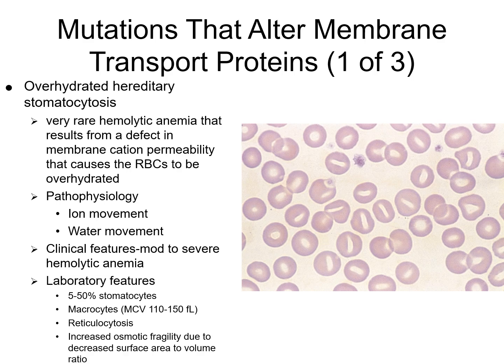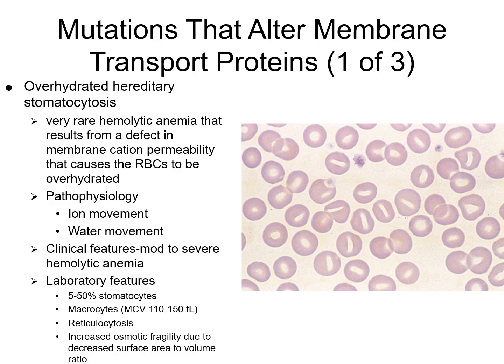For overhydrated hereditary stomatocytosis, by definition, this is a very rare hemolytic anemia, and it is caused by a defect in red blood cell membrane cation permeability. This leads to overhydration of the red blood cells. The pathophysiology is ion movement: the abnormal influx of sodium into red blood cells and loss of potassium can disrupt the ion balance. For water movement, water will follow sodium into the cells, and this can cause red blood cells to swell and become overhydrated.